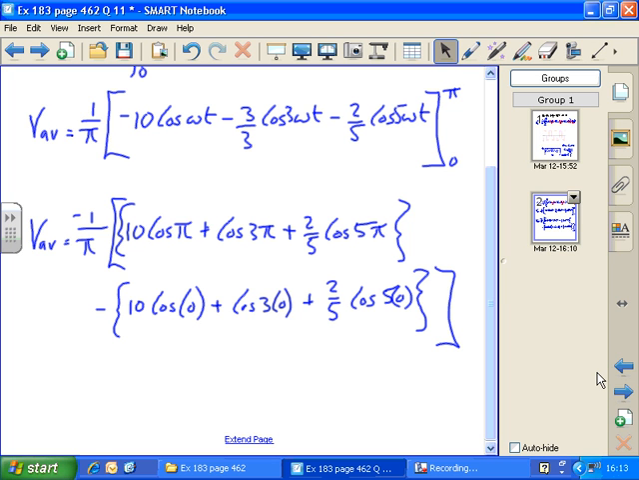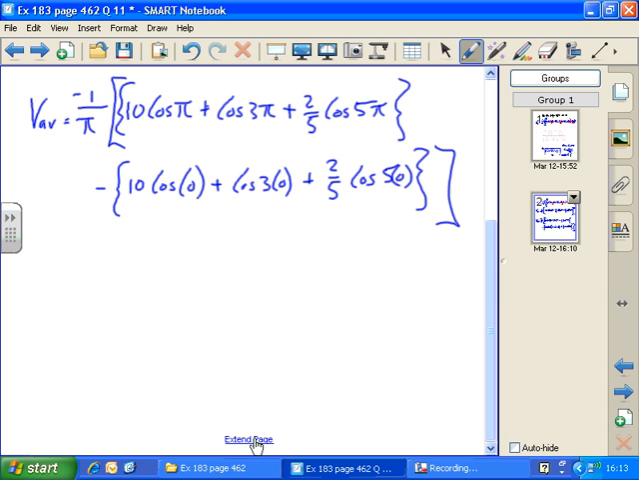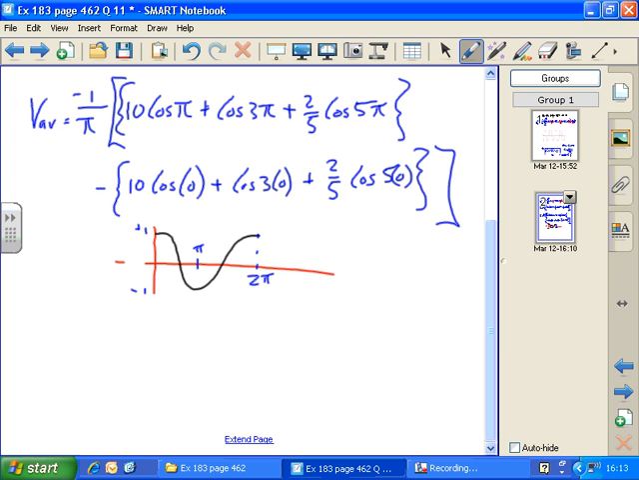See if you can finish from there, but remember what the cosine wave looks like, and see if you can simplify it without using the calculator. Remember what the cosine wave looks like: it goes between minus 1 and plus 1 over a period of 2 pi. So if that's 2 pi, this is pi, and that's 0. We can just use our knowledge of what the cosine wave looks like for the next step.